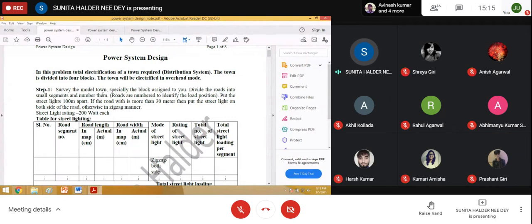So small means how much small? So you have to decide that one. So you just decide among yourself what will be the road segment. As my suggestion, 2 centimeter is a good choice. But I am not telling you that 2 centimeter is mandatory. You can make this 2.5, you can make it 3 centimeter also, but with 2 centimeter, the design will be easier.